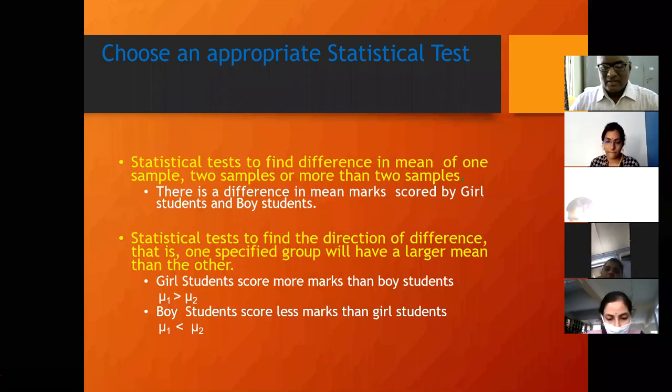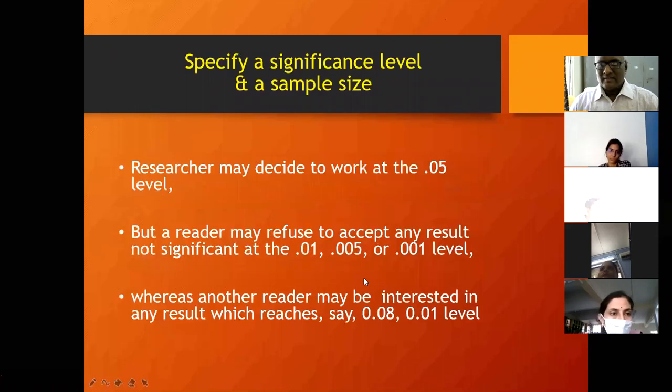So what you do, if you want to measure the difference in two groups, for example whether girl students score more marks than boy students, or boy students score more marks than girl students. You can use the t value to test the difference in the mean value, the mean marks scored by the students. You can use the t-test or z-test. T-test means testing the difference between one sample, two samples, or more than two samples.